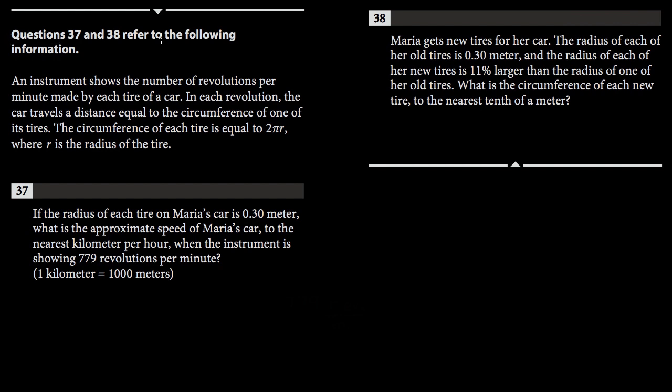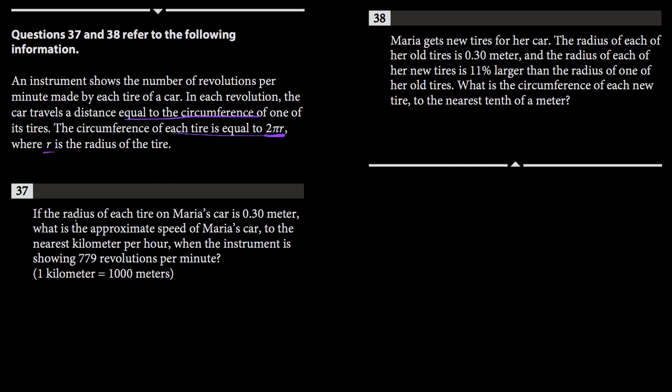Questions 37 and 38 refer to the following information. An instrument shows the number of revolutions per minute made by each tire of a car. In each revolution, the car travels a distance equal to the circumference of one of its tires. The circumference of each tire is equal to 2 pi r, where r is the radius of the tire.